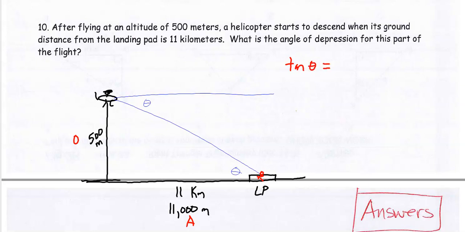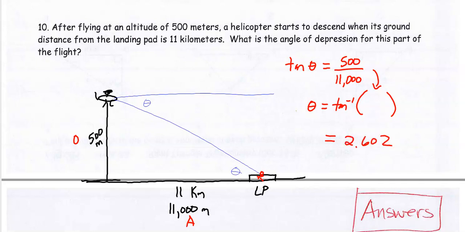Tangent of the angle we're looking for, opposite over adjacent. It's going to be the inverse of that. So second tan 500 divided by 11,000 is, oh, that's not very big, 2.602. Oh, looks like it's right. 2.6 degrees would be the angle of depression.